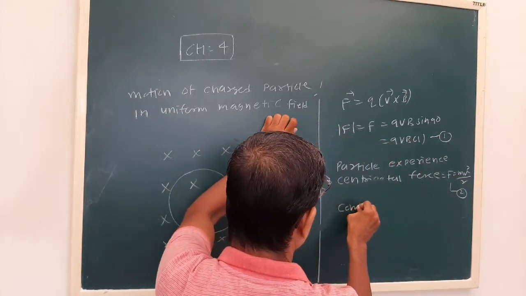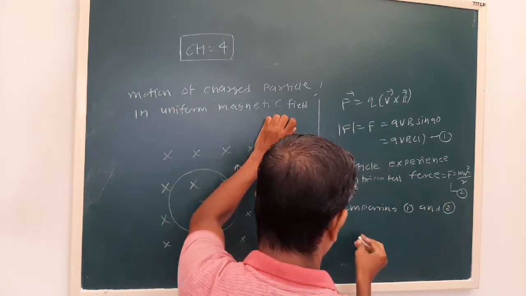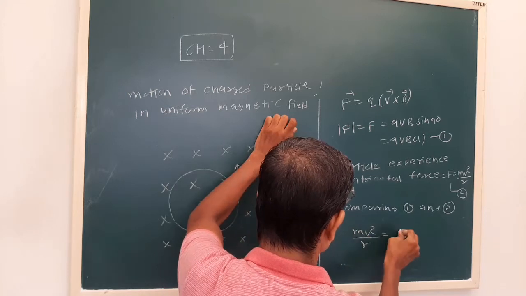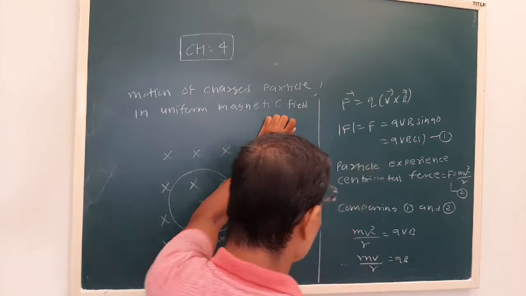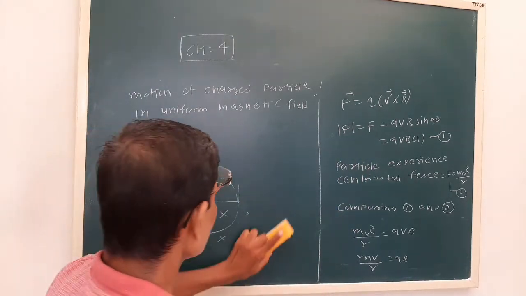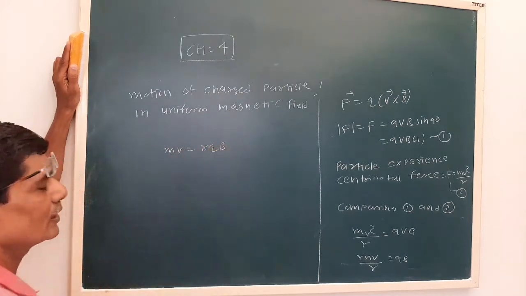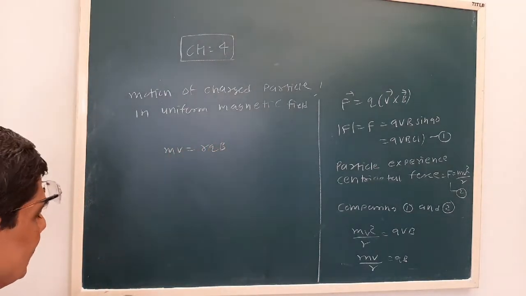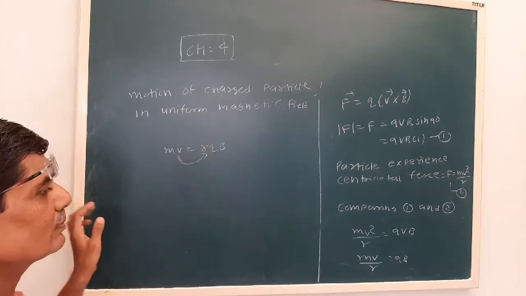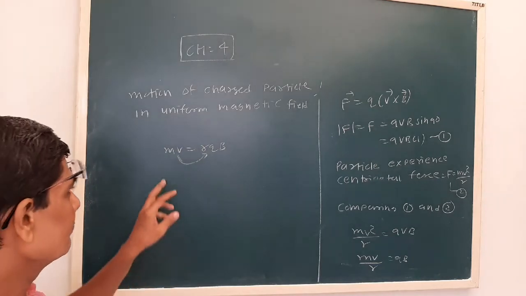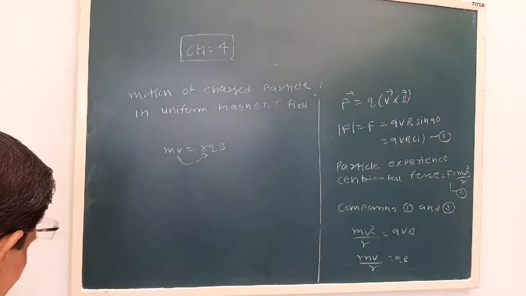Comparing 1 and 2, mv square upon r is equal to qvB. We can say mv by r is qB. So mv is equal to qrB. What does this suggest? The velocity of a charged particle and the radius of the circular motion are proportional to each other. If the velocity of the particle increases, then the radius of the circular motion will increase.